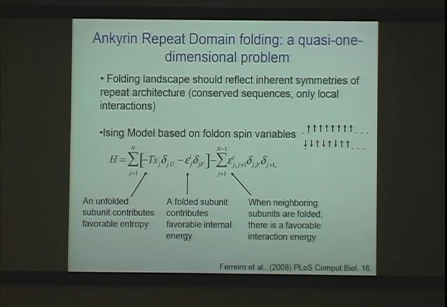It's really very straightforward, and it's based on an Ising model, which basically says that when a neighboring subunit is folded, there's a favorable interaction energy to fold the one next to it. And again, this is commonly used in these repeat proteins. And then there's this very interesting balance going on here between the fact that an unfolded subunit contributes favorable entropy, whereas a folded subunit contributes favorable internal energy. And so we can see then the full landscape of the folding of these repeat proteins, because their folding again is architecturally simple.